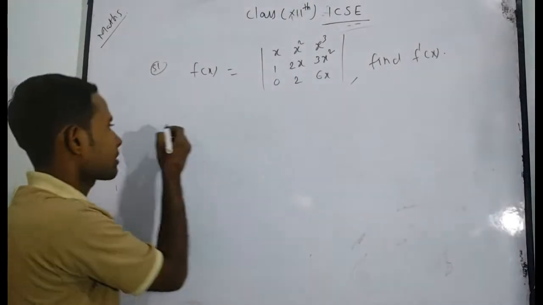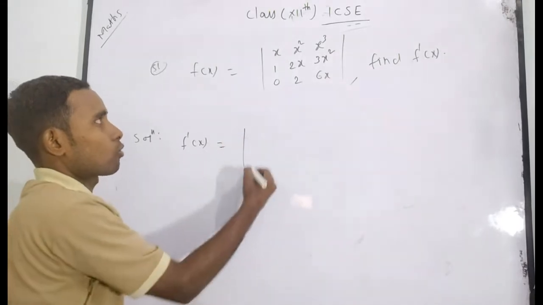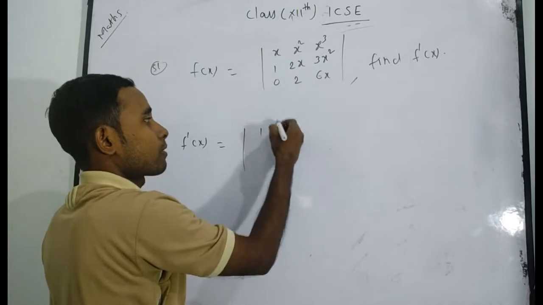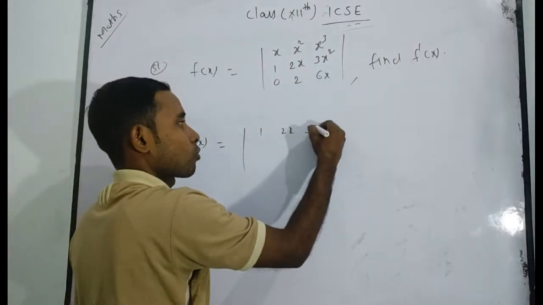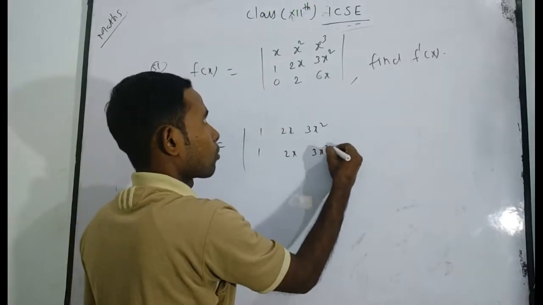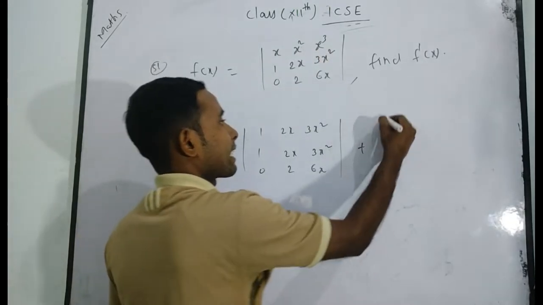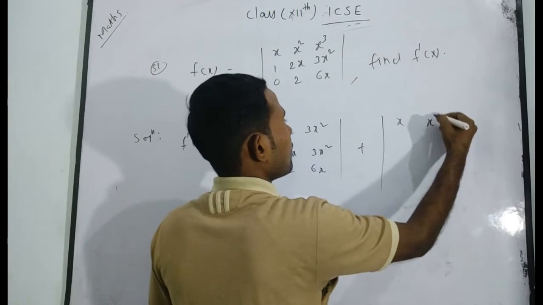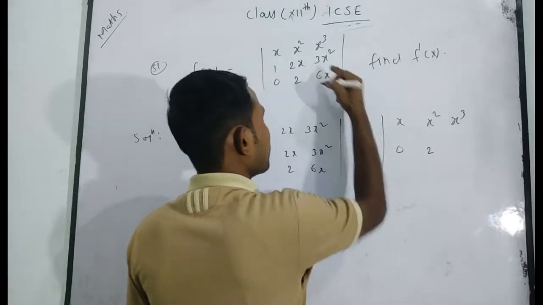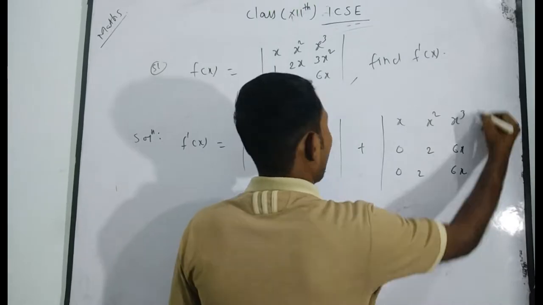Firstly you can write f'(x) is equal to the derivative of the first row: derivative of x² is 2x, derivative of x³ is 3x², and the second and third rows remain the same, 0, 2, 6x. Plus, take the derivative of the second row: derivative of 1 will be 0, derivative of 2x will be 2, derivative of 3x² will be 6x, and the other rows remain the same.